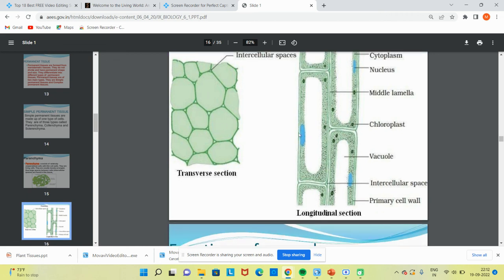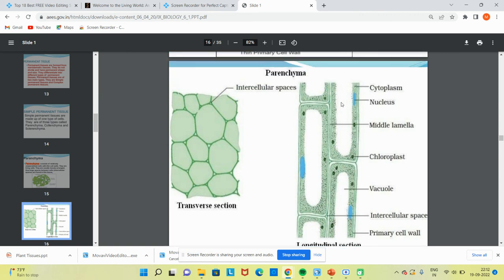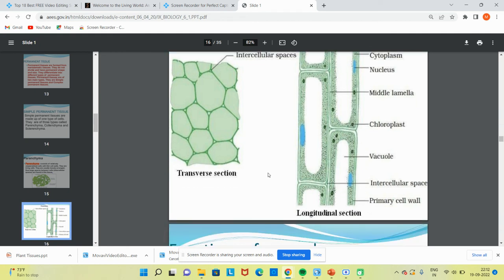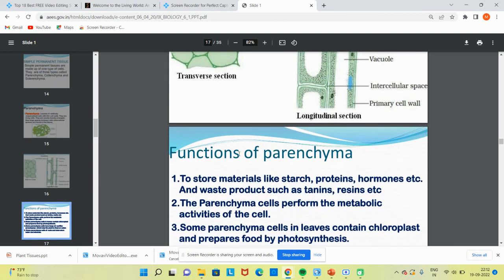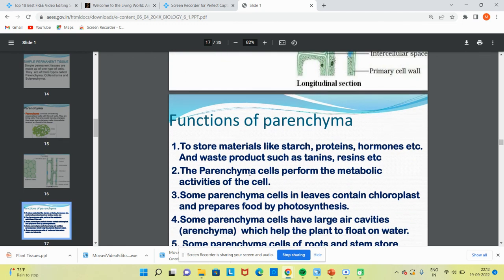So when we take the longitudinal section, it contains cytoplasm, nucleus, middle lamella, chloroplast, vacuole, intercellular spaces, and primary cell wall. So generally, the parenchyma cell is made up of cellulose and calcium pectate. Next one is the functions of the parenchyma.